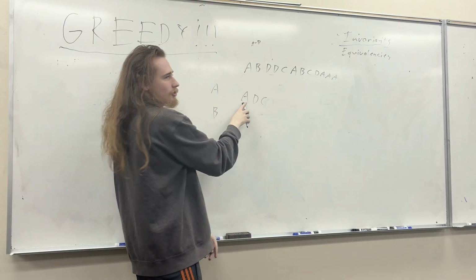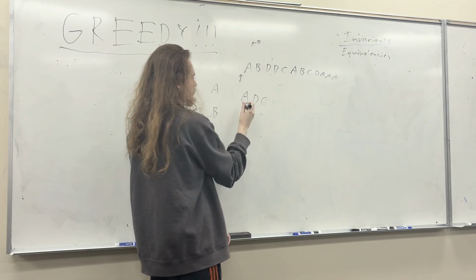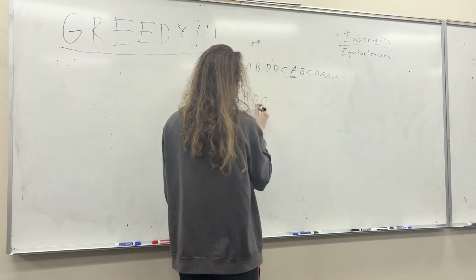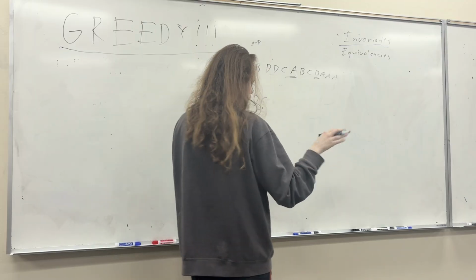Now, if I'm Bob in this situation, and I'm starting here, as Bob I need to look for an A, and take it. Then I need to look for a D after the A and take it, and then look for a C. Oh, there's no C. I guess we lose.